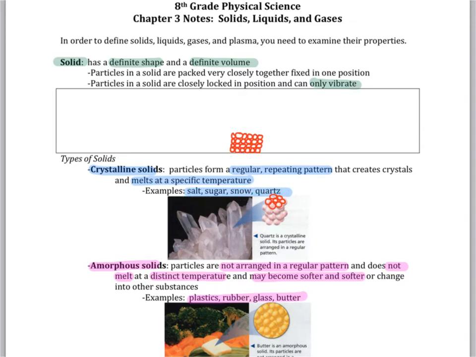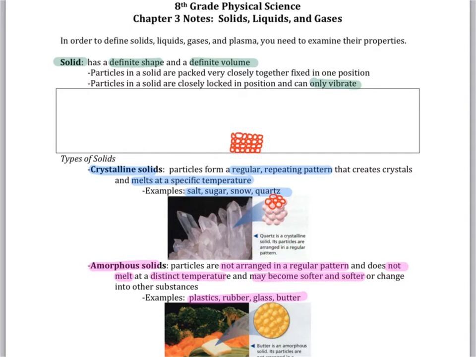And you can see here the example of quartz, and then I drew this to show the regular repeating pattern of the molecules that are in quartz. They are particles arranged in a regular pattern.